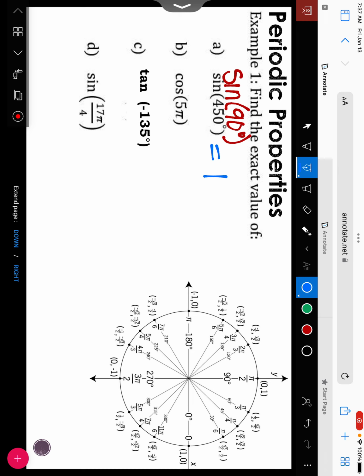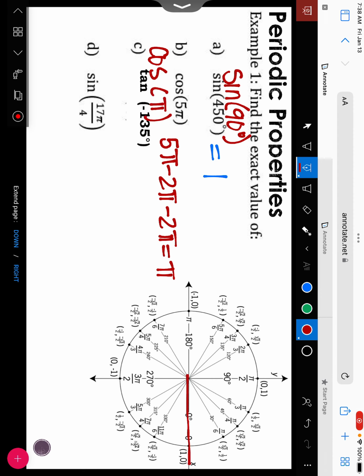Okay, in radians, 5 pi, remember that 360 is equivalent to 2 pi. So what this means is I'm actually going around the circle 2.5 times. So if you take 5 pi and you subtract 2 pi from it twice, you get pi. So the cosine of 5 pi is the same as the cosine of pi.